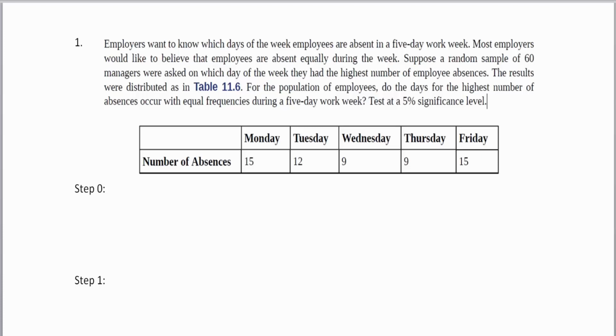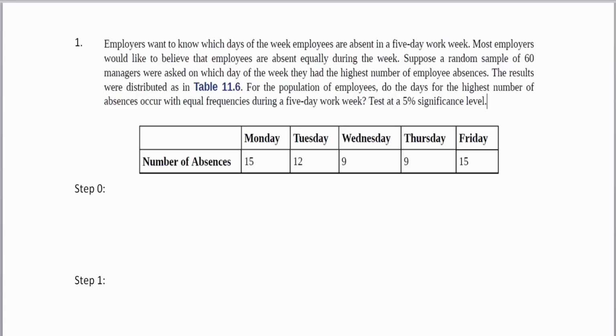Employers want to know which days of the week employees are absent in a 5-day work week. This is important because you can maybe plan schedules around it and offer incentives to maybe come in during some of the days where more likely people are going to claim time off.